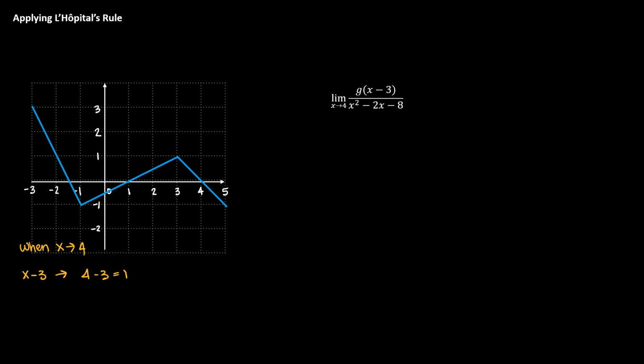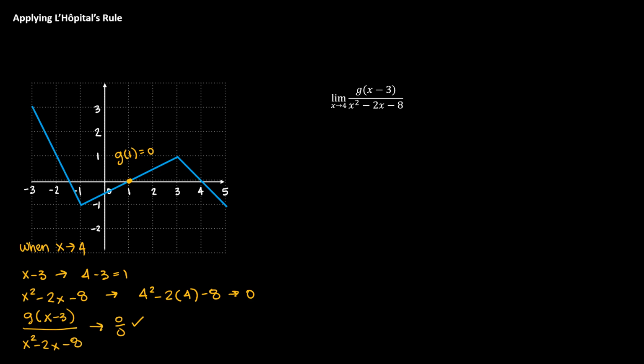The innermost part of the numerator, x minus 3, is turning into 1 when x approaches 4, which means we can read from the graph that g at 1 is equal to 0. So our numerator is going to turn into 0 when x approaches 4. Looking at the denominator, when x is approaching 4, that also goes to 0. So we do have an indeterminate form when x is approaching 4. We can apply L'Hopital's rule, taking the derivative of the top and the bottom.